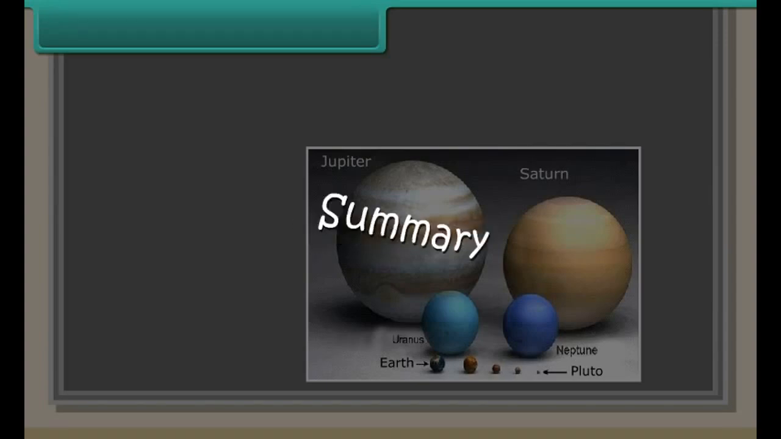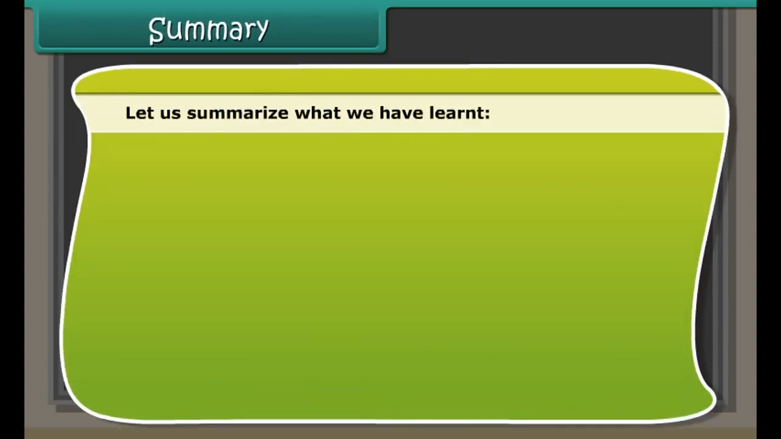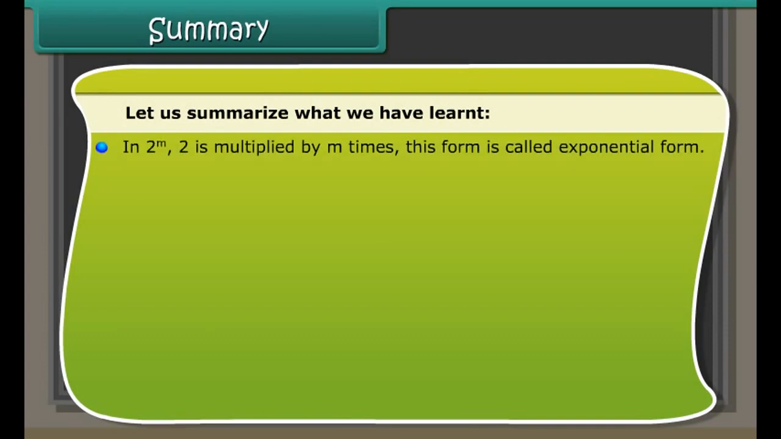Comparing very large and very small numbers. Radius of the earth is 6.37 × 10^6, and radius of the moon is 1.74 × 10^6. Compare the diameter of the earth with the diameter of the moon.